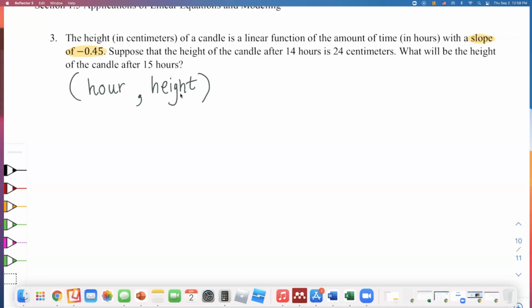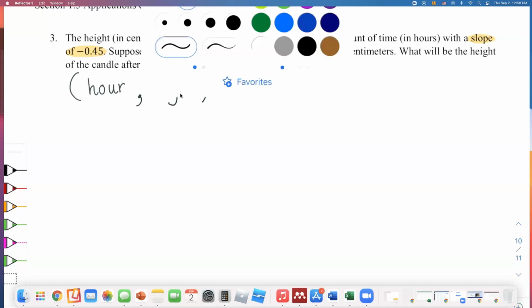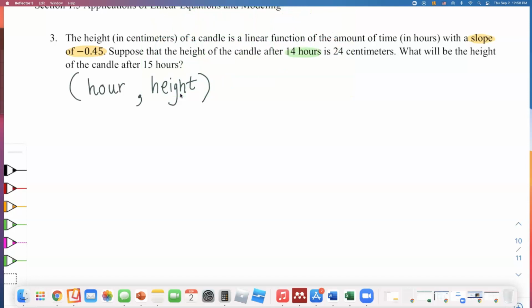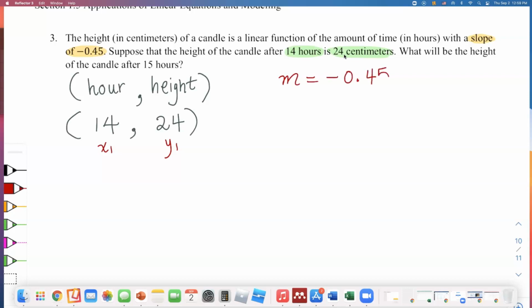So when they gave me an ordered pair, well, it's not an ordered pair, like an input and an output, they mentioned that after 14 hours, it is 24 centimeters. So I can say the x coordinate is 14, the y coordinate is 24. So this is my x1, this is my y1, and they also mentioned that the slope is negative 0.45. You know I'm about to do the point slope form.